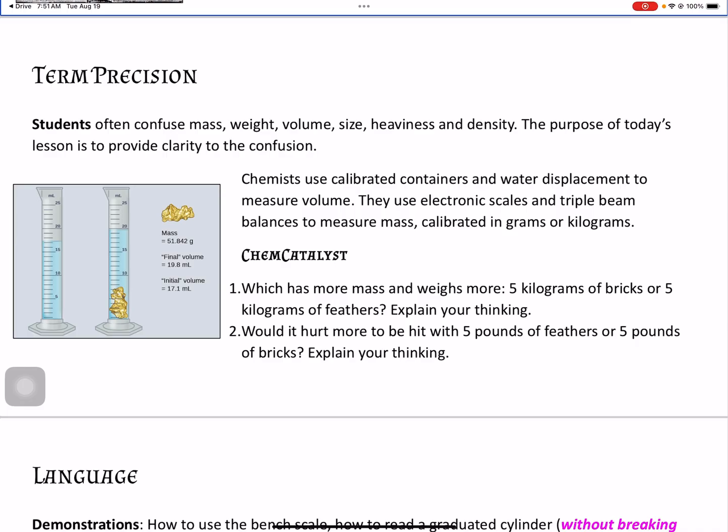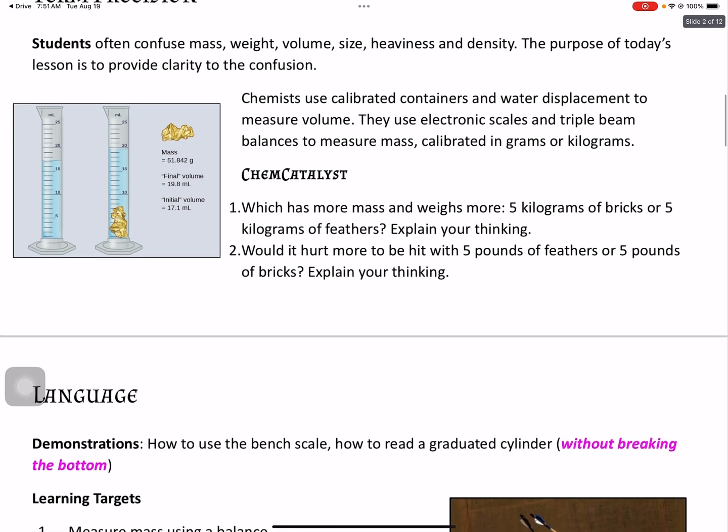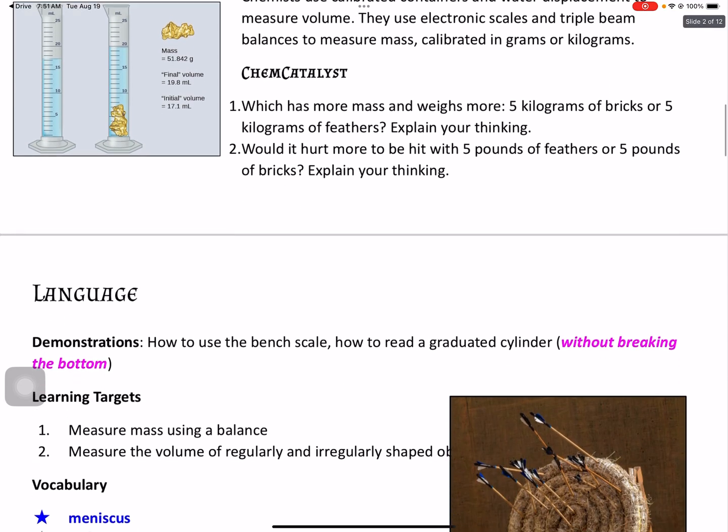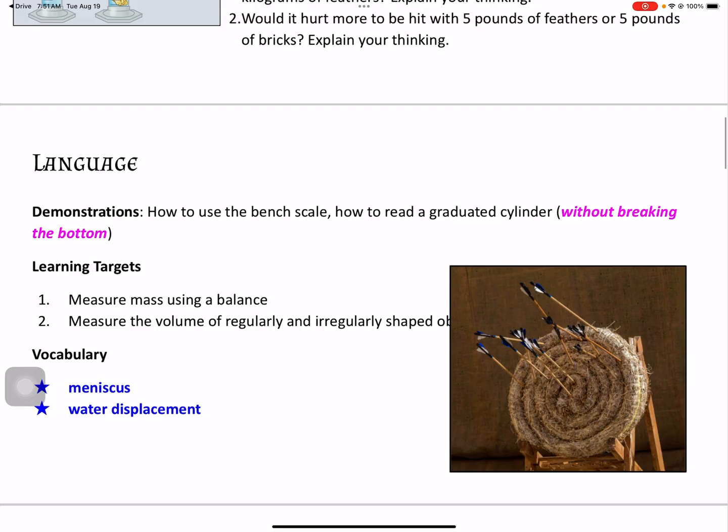Okay, now that we have those ideas out there, I'm going to do some demonstrations on how to use a bench scale, how to read a graduated cylinder, especially without breaking the bottom. These are Mr. Patrizio's graduated cylinders, and he doesn't like letting me use equipment because my students in the past have broken things. Don't break the stuff.